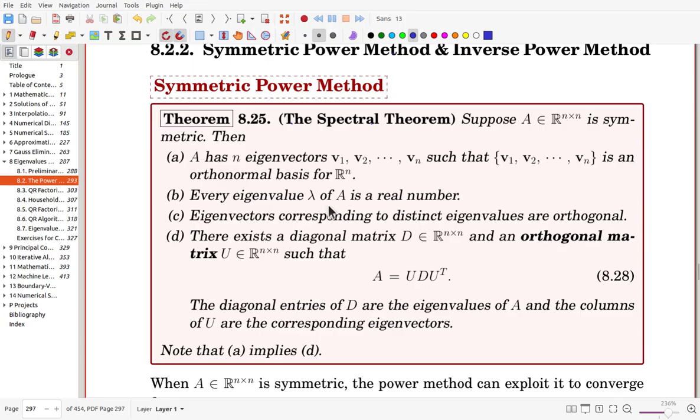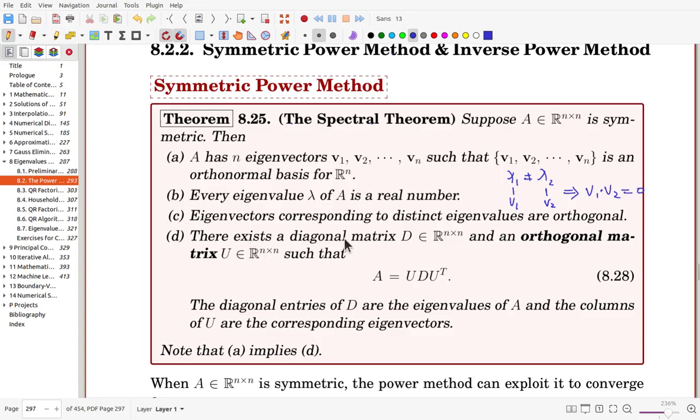Every eigenvalue of A is a real number. Eigenvectors corresponding to distinct eigenvalues are orthogonal. That means that if we have two different eigenvalues, then the corresponding eigenvectors, for example v1 and now v2, satisfy v1 dot v2 is 0. Okay.